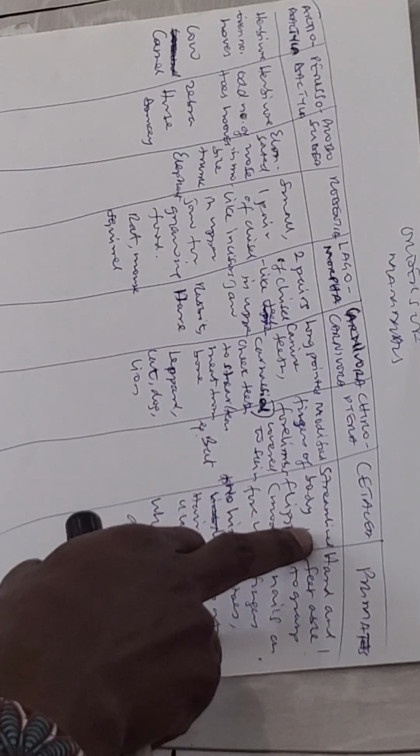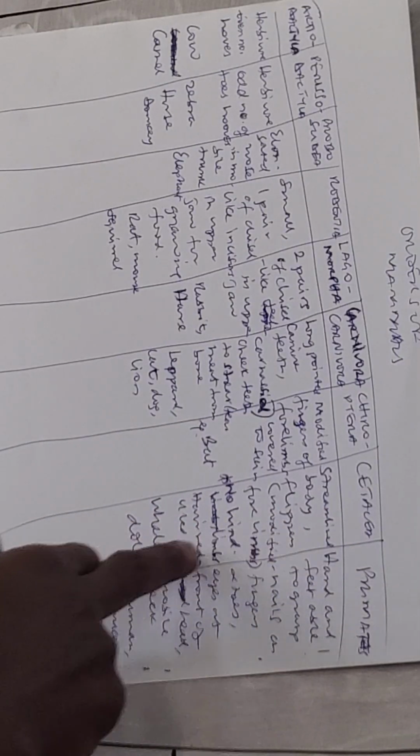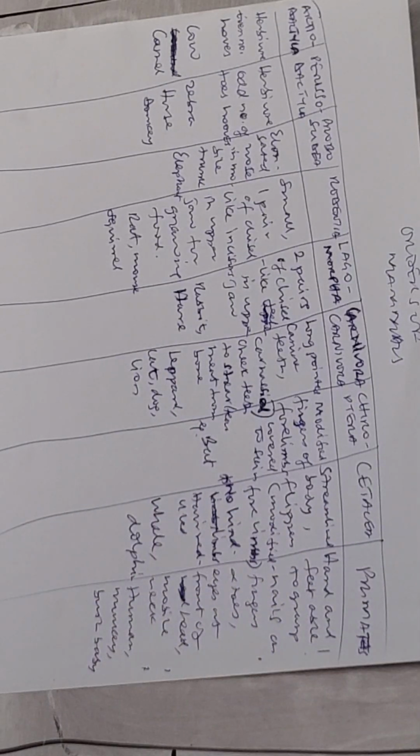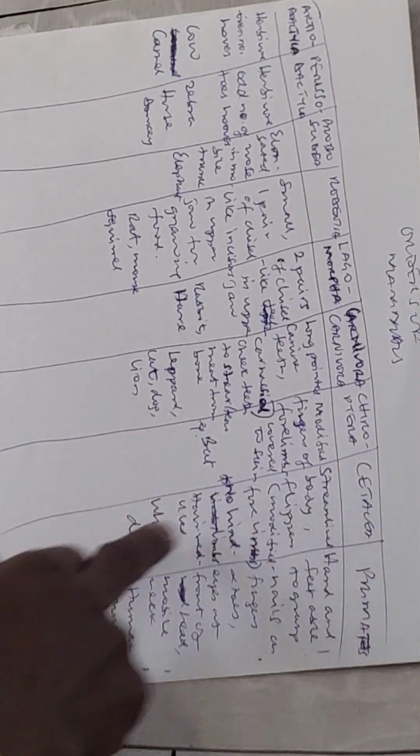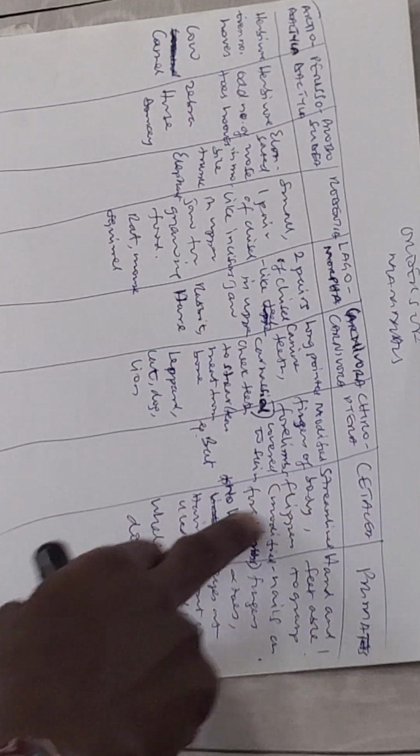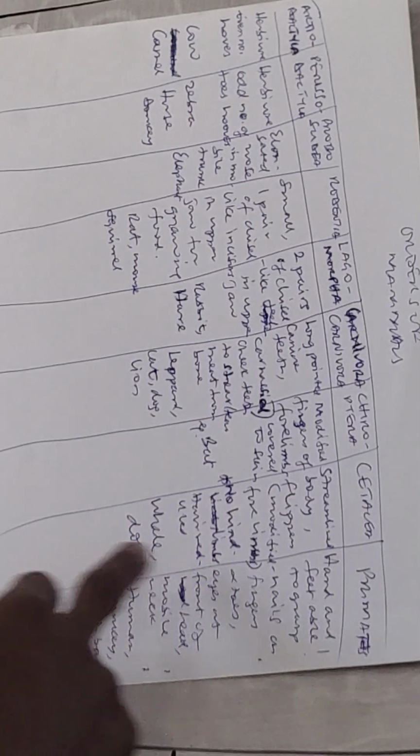Cetacea, that's the streamlined body. Flippers, okay, so we are looking at the dolphin, the whale. So Cetacea is something to do with the sea, not really as an example, but those within the sea kind of mammals.